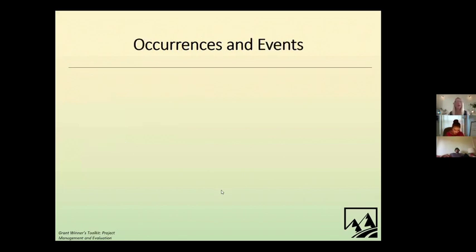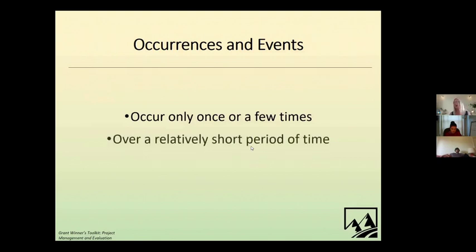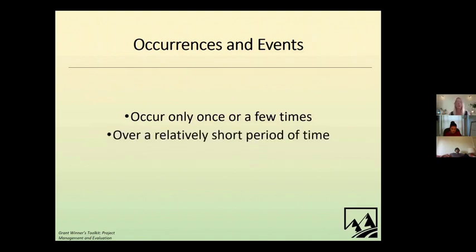So next we have occurrences and events. These are things that don't take place very often, right? Maybe once or twice throughout the course of your program or project, only a relatively short period of time. Might be things like a gala or an open house, a trip to DC, okay? So these are occurrences and events, the big thing that you do to get something off the ground or to promote what you've been doing for the last 6 months. This is the documentation that we need to keep track of for that.